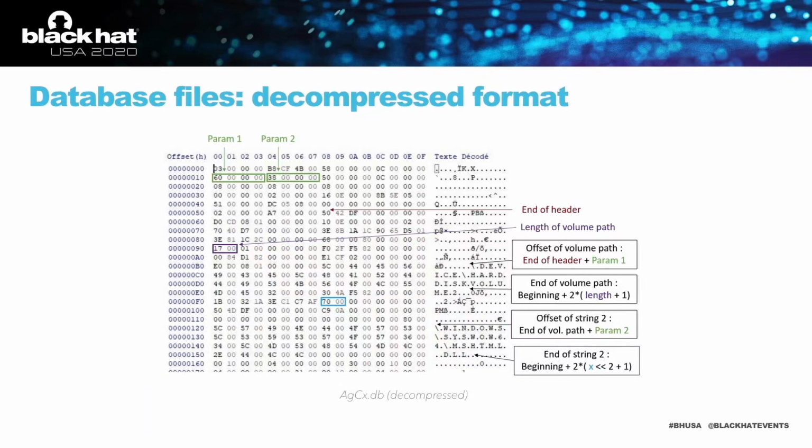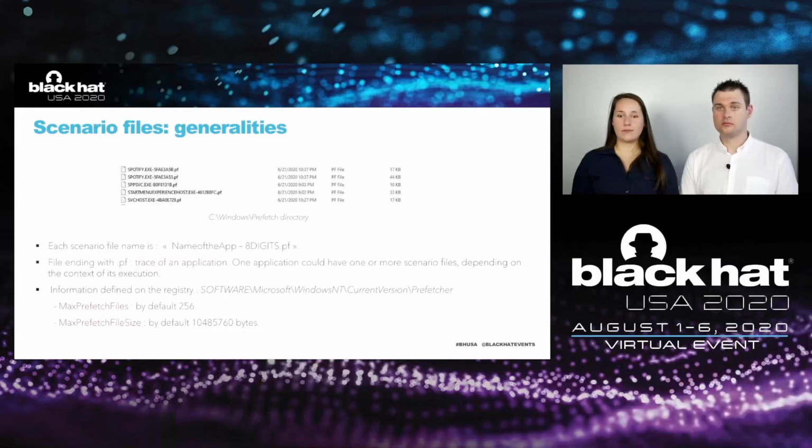The details of the calculation within the files are just in here. The param round 1 is useful to calculate the beginning of string 1 from the end of the header, and similarly, the param round 2 is useful to calculate the beginning of string 2 from the end of string 1.